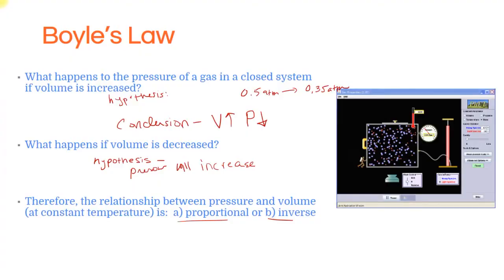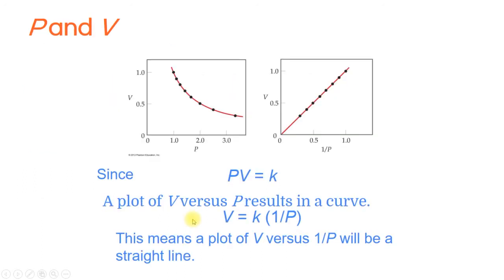My hypothesis is supported. Doesn't make it right, okay? The hypothesis is supported because what I saw is as the volume went down, the pressure had to increase. So tell me again, proportional or inverse? Those are math terms I want you to be able to use.